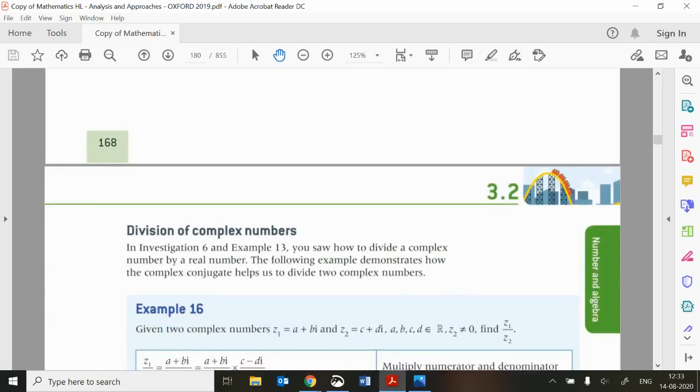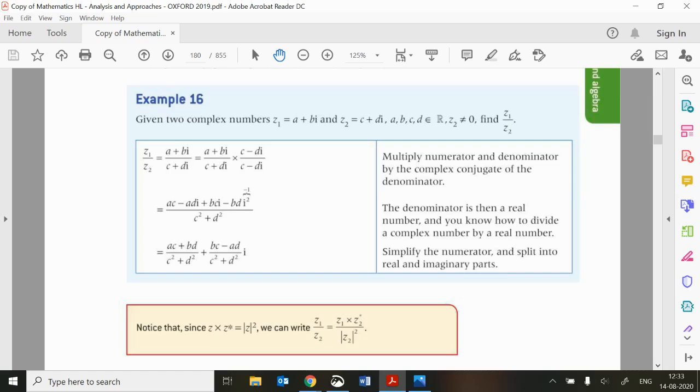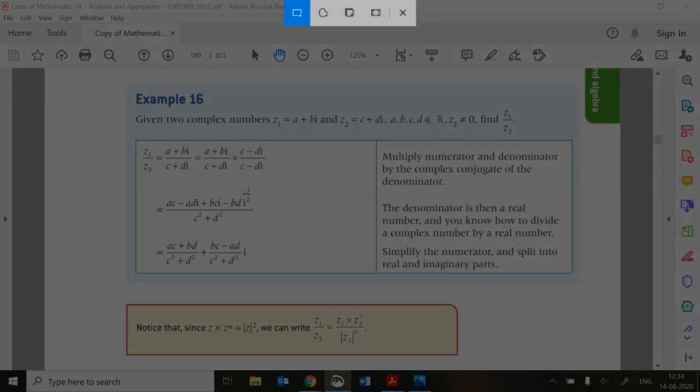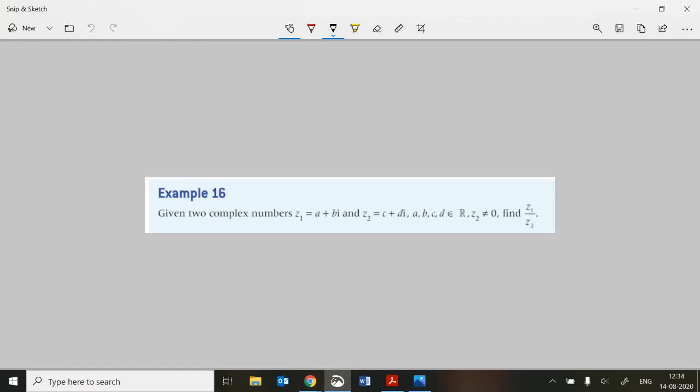Okay, right, so there's plenty more questions here, so let's get on. It says example 16. So example 16 is very similar to what we were talking about before. It says, given these two complex numbers where z2 is not equal to 0, so when we're not dividing by 0, and a, b, c, and d are all real numbers, so the coefficients are all real numbers, find the division of these two things. Now we're working in algebra, and this is a good one to stop and do yourself, and then check with the answer in a moment.